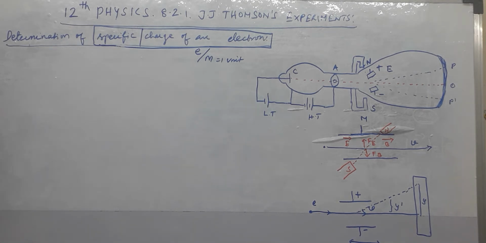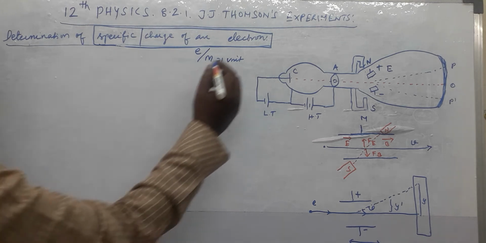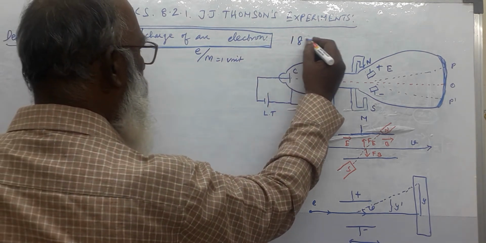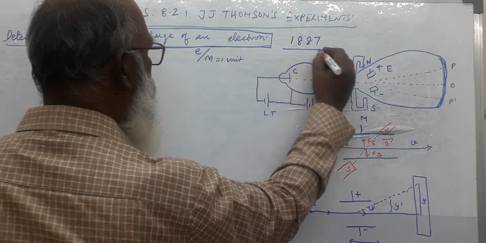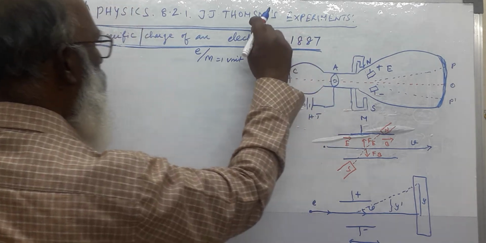That's why in ancient days, JJ Thomson's experiment was considered a landmark experiment for the birth of modern physics. This experiment was considered a landmark experiment in 1887. In 1887, this is very important in physics.